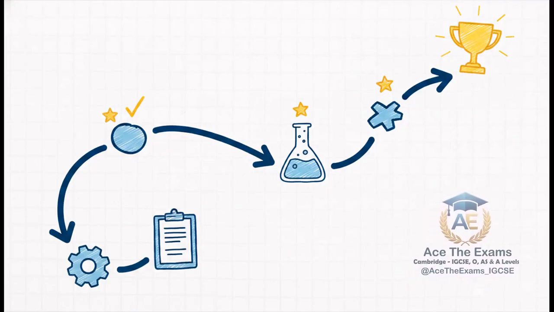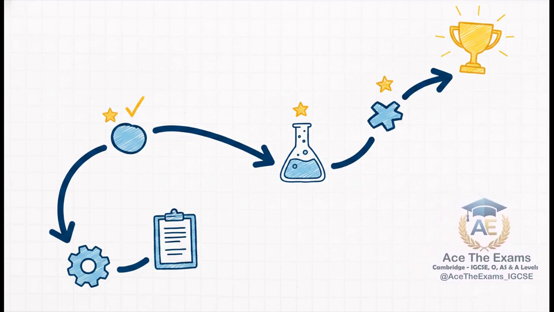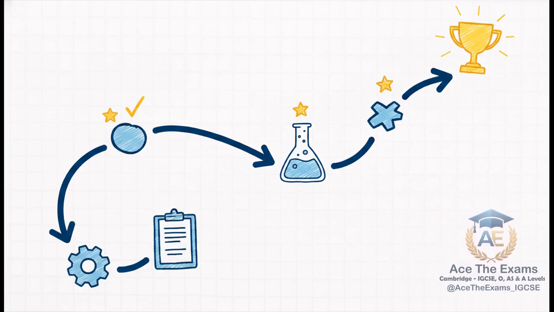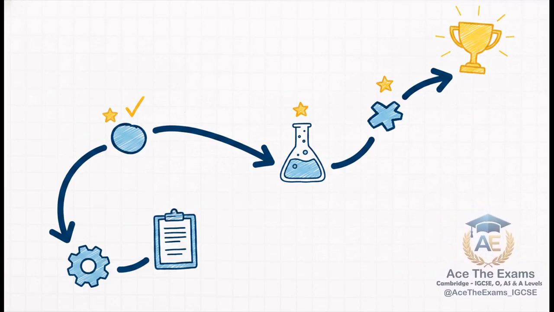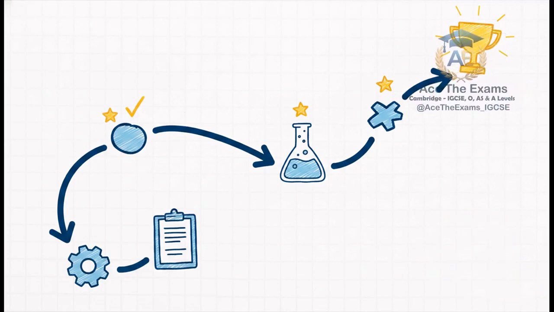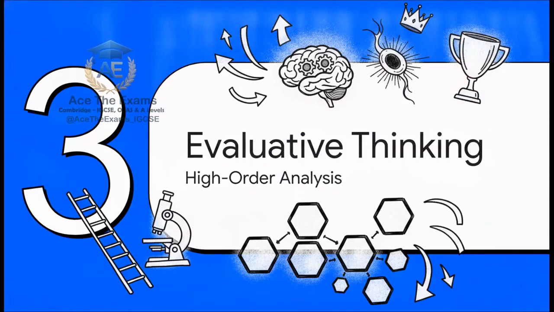Always show your working. Seriously, marks are very often awarded just for having the correct process, even if your final calculation or conclusion is a little bit off. You have to execute your analysis using clear notation and highly structured scientific reasoning. This is exactly how you scoop up those hidden process marks that bump your final grade up into the highest possible tiers. Section 3. Higher Order Evaluative Thinking.